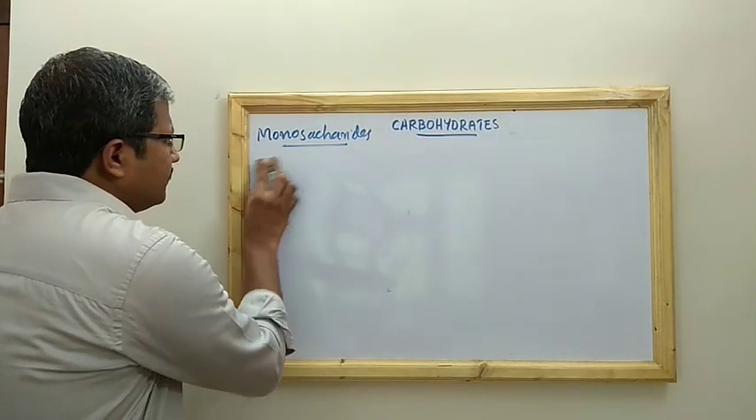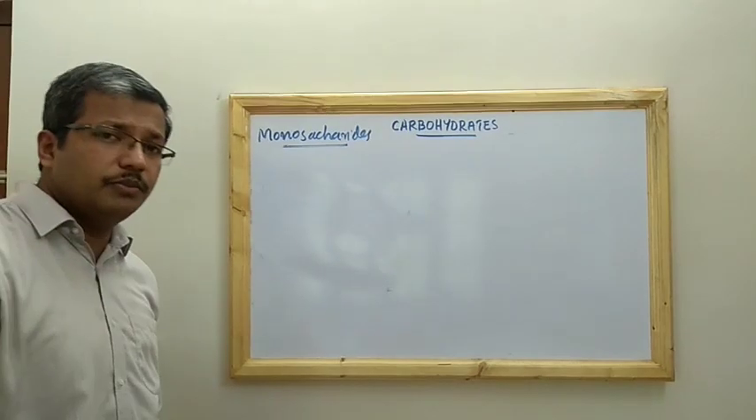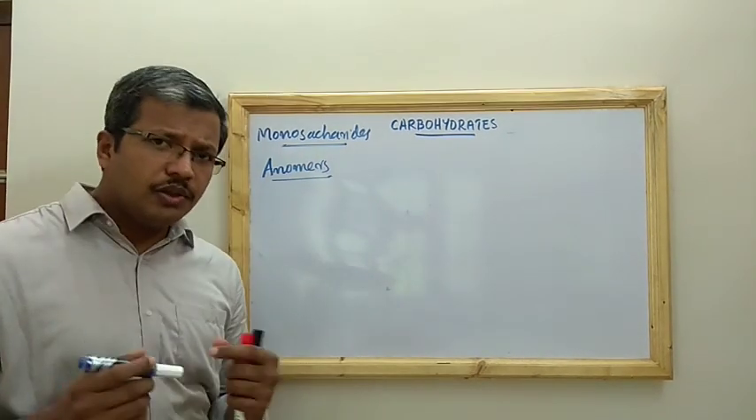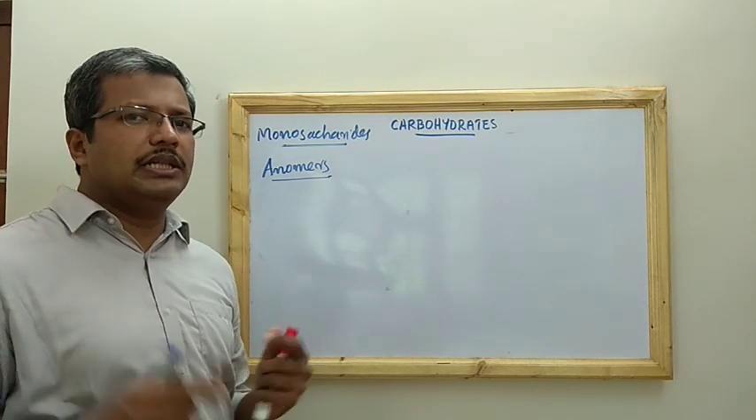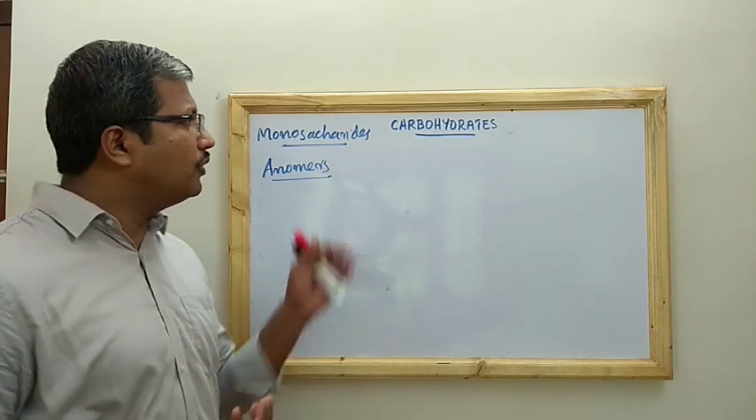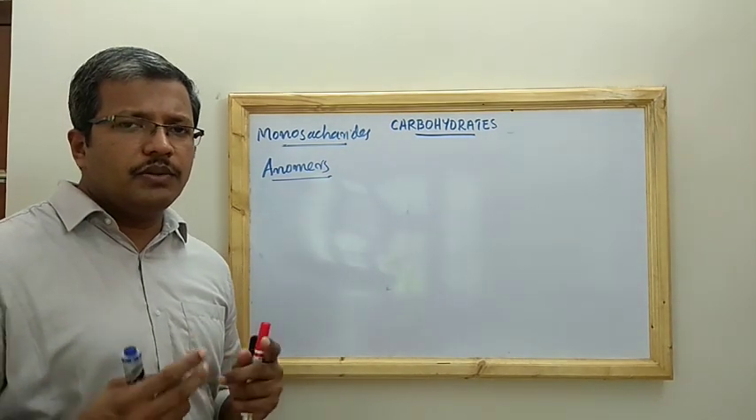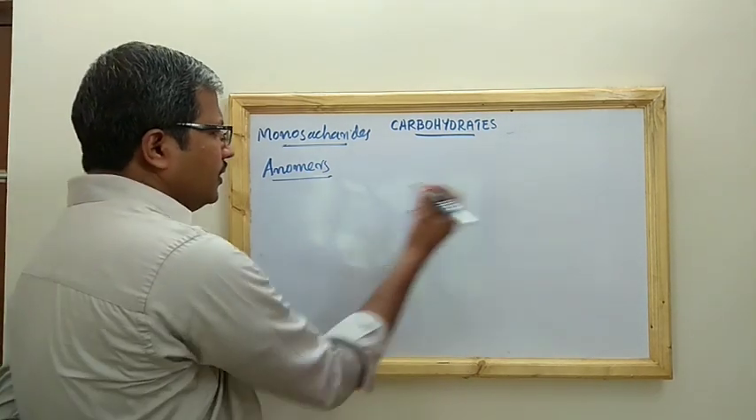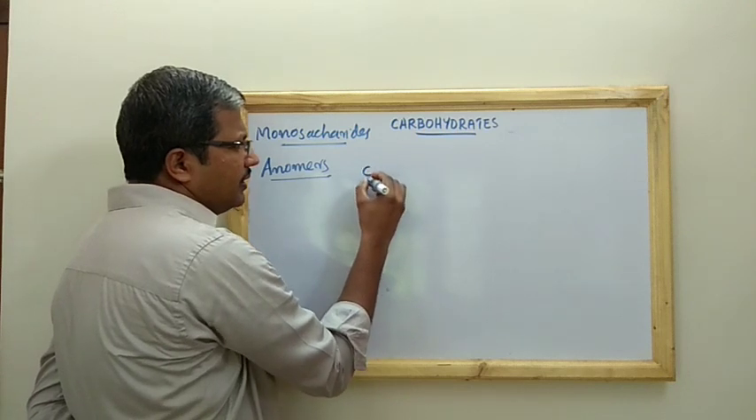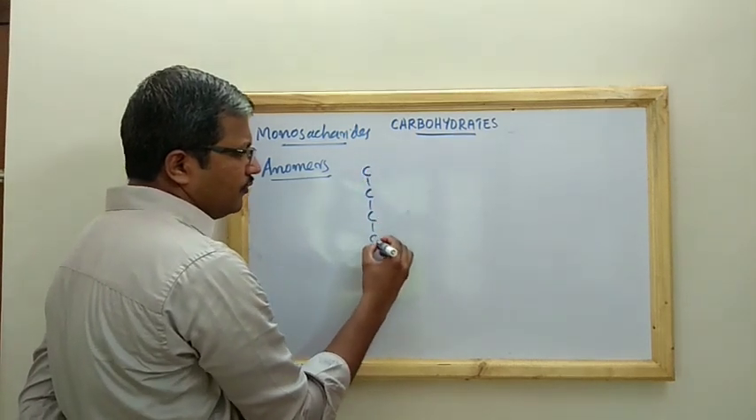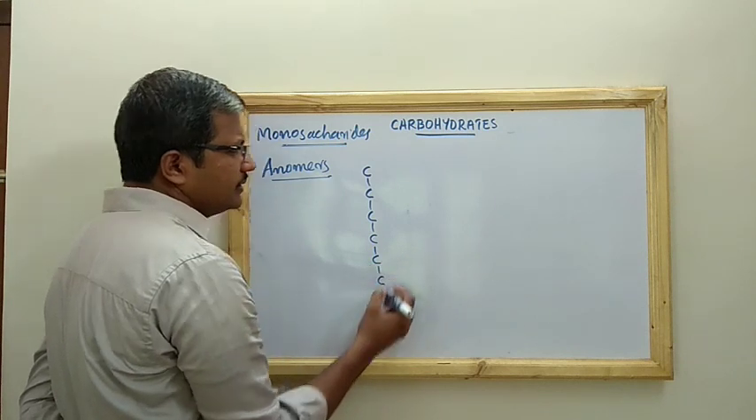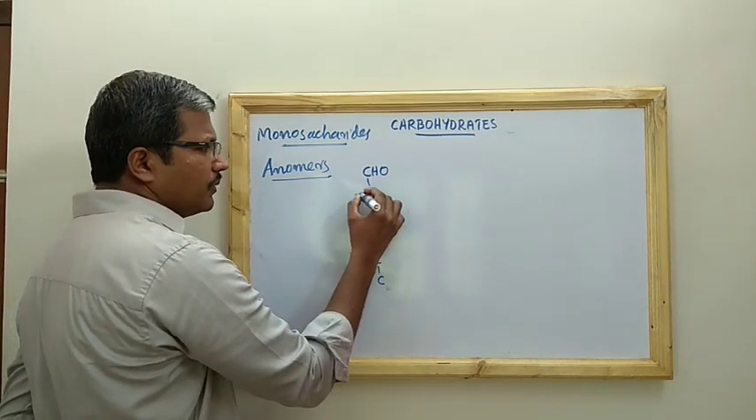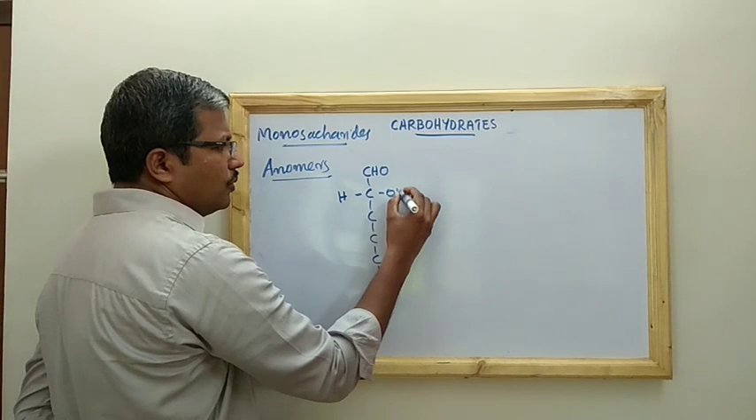Now let us move to the next isomer, that is anomers. In order to understand the anomer, we need to learn about the ring structure or ring form of monosaccharides. So in order to understand that, I am taking the glucose example and how it will form the ring structure. You can see here the glucose has 6 carbons, 3, 4, 5 and 6. The first one is the functional group because it is an aldose sugar, so CHO. And it will be CHOH.